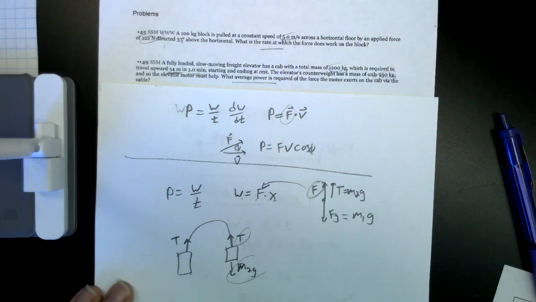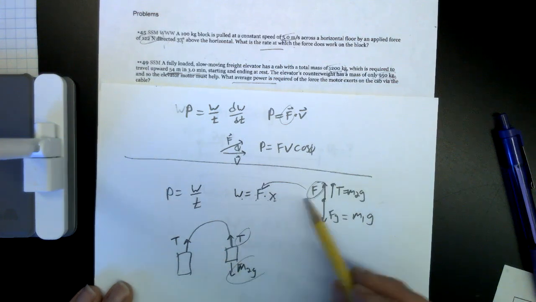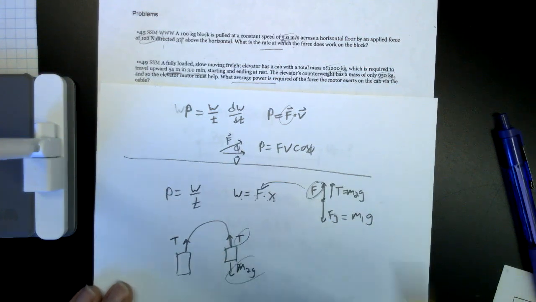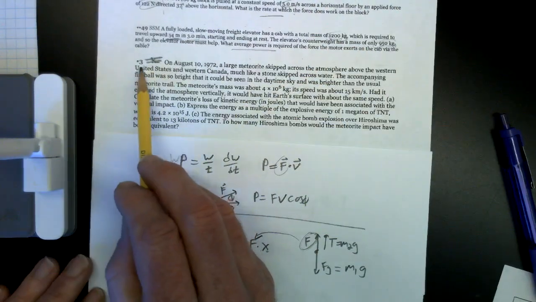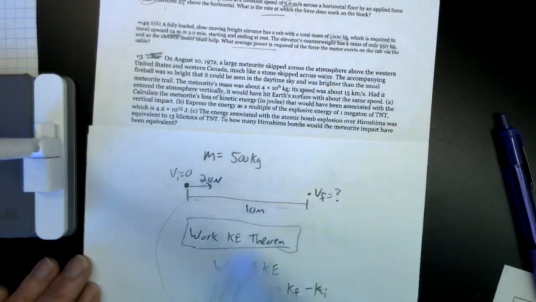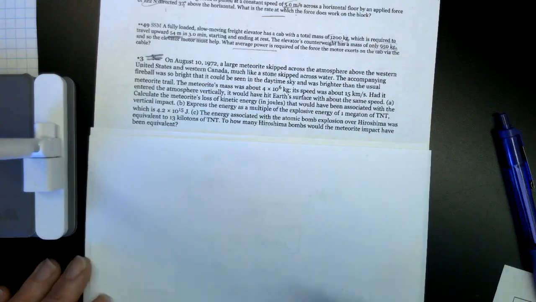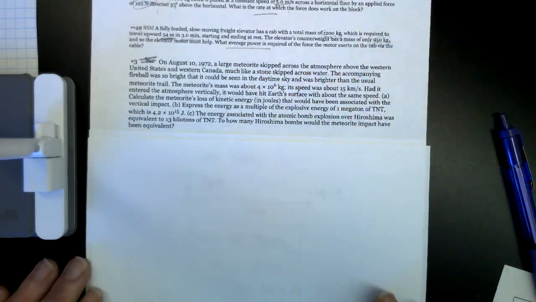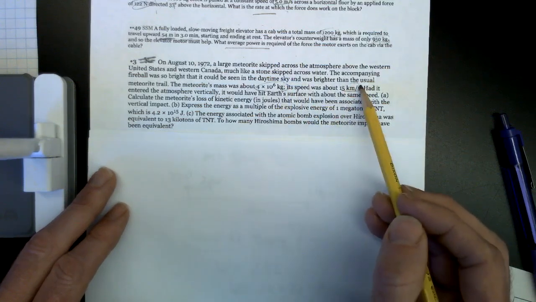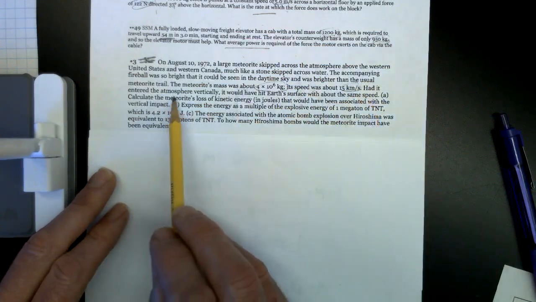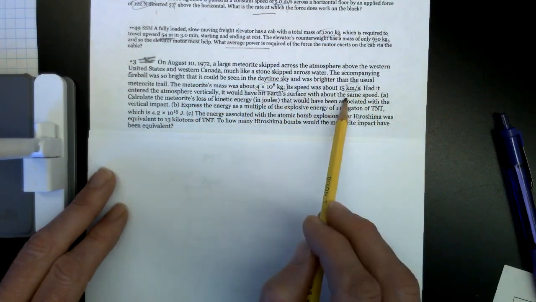So just a little bit to think about, kind of thinking back in terms of net force and so forth. Okay, this one is number 3, so it can't be that hard. It's just a lot of words in the problem. A large meteorite skips across the atmosphere, and it was pretty cool. It was really giant. We had the mass of the meteorite, and we had its speed. And had it entered the atmosphere vertically, it would have hit the surface with the same speed.